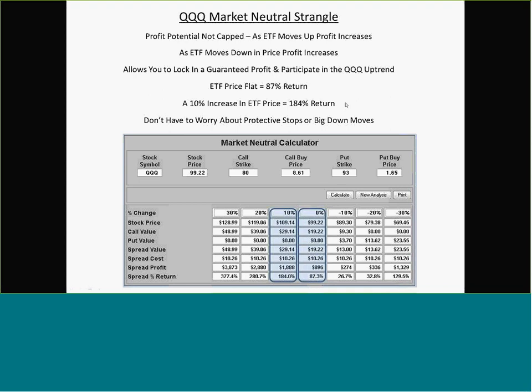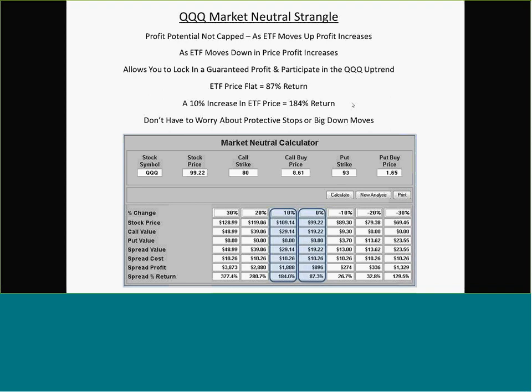And one of the nice things about these trades is once you put the trade on, you can just forget about it. You don't have to worry about protective stops or big down moves in the market. And as I showed you before, in that portfolio snapshot that day that the NASDAQ was down 1.6%, you could see that my combination of debit spreads and market neutral strangles actually had a profit on the day. So this really reduces the volatility in your trading account when you use these spread trades.